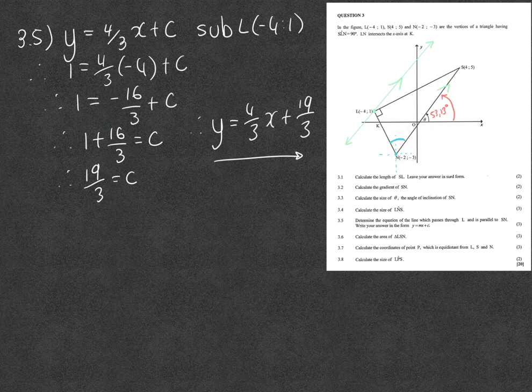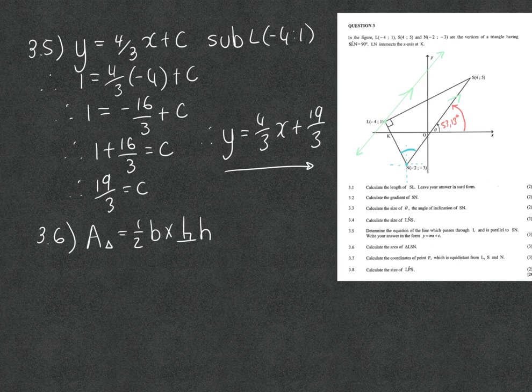Great, nothing too difficult there. Now we can do 3.6, so 3.6 is asking us to calculate the area of LSN. Okay. Great, so LSN's area, it is a triangle, so we know area of a triangle equals half base times perpendicular height. Okay, so yes, we do have our base, in this case LS. We worked out in the first question, LS equals 4 root 5 units. Okay, and we just need Ln.